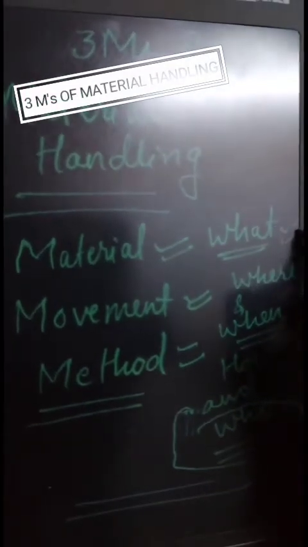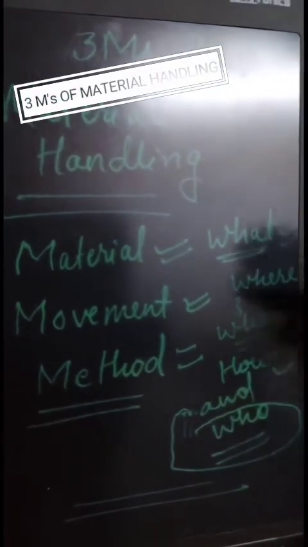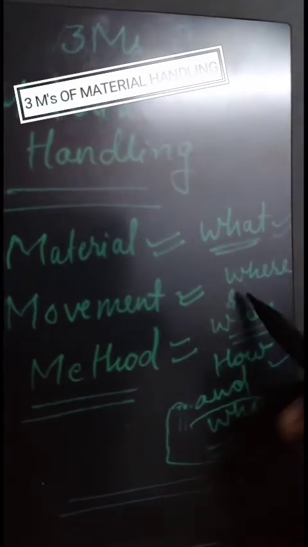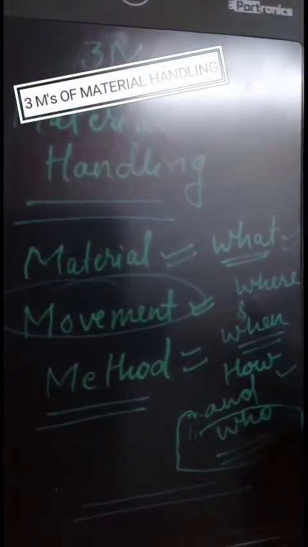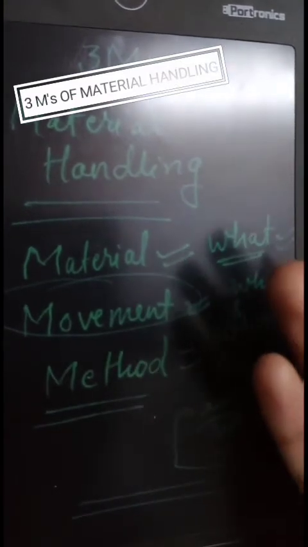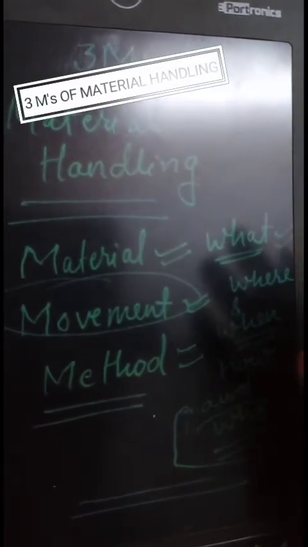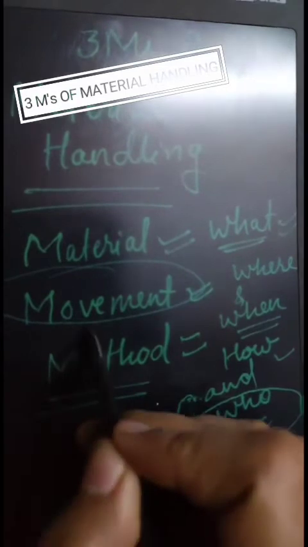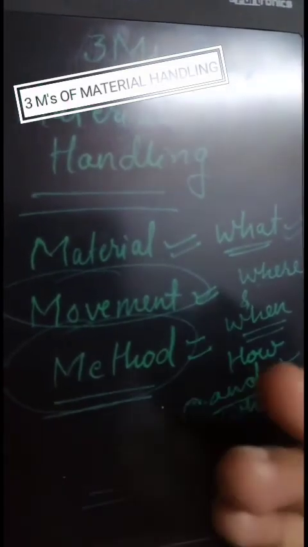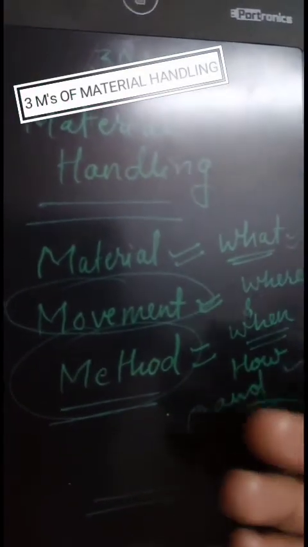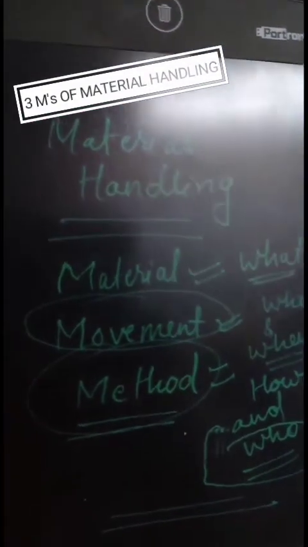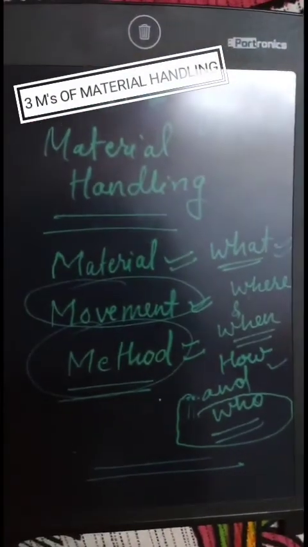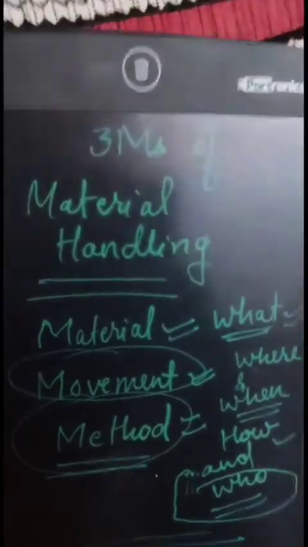Material includes physical characteristics and volume, and movement includes scope, sources and destination, route, frequency, speed and rate. Whereas method includes unit handled, equipments and manpower. You can note it down.